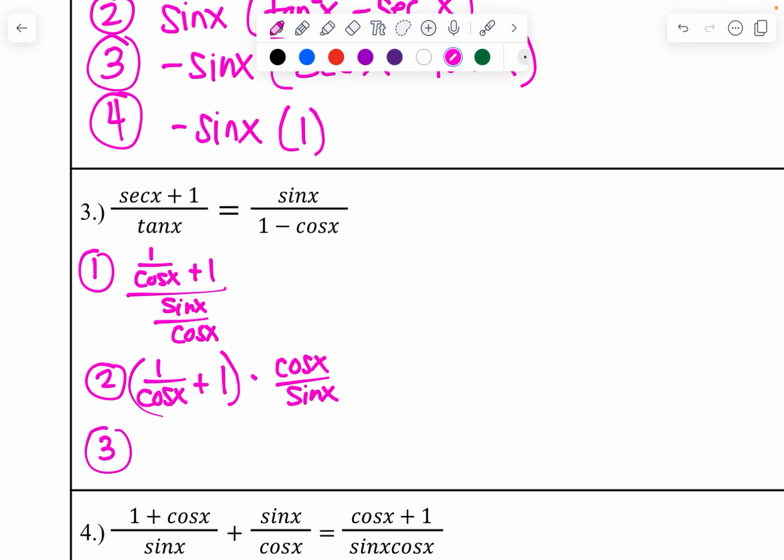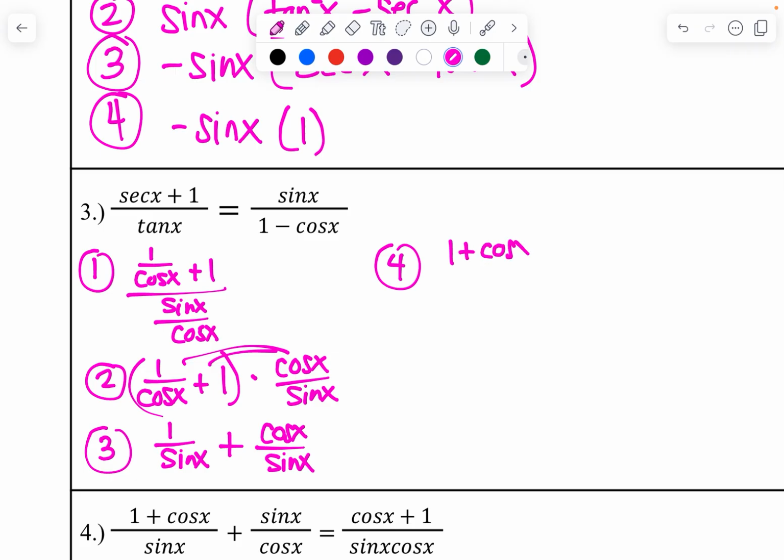And so when we distribute this in, for the first one, we're going to have cosine of x divided by cosine of x, so that's going to be 1. And we're going to end up with 1 over the sine of x. And then we're going to have cosine of x over sine of x. So they'll have a common denominator, so we can go ahead and add those together and say 1 plus the cosine of x over sine of x.